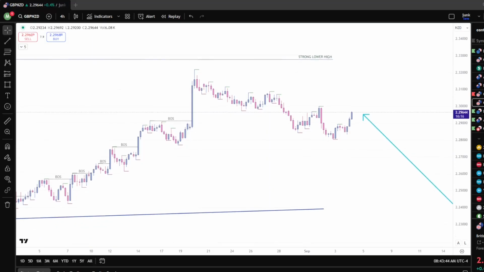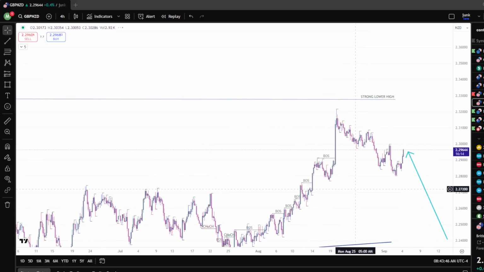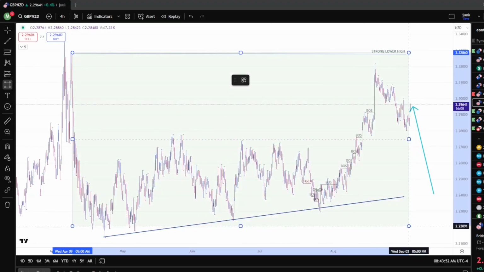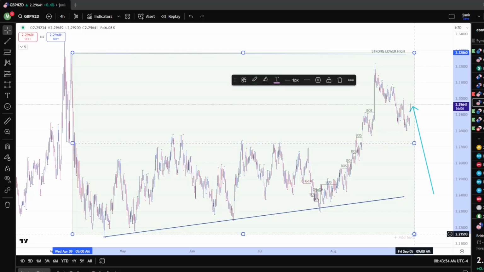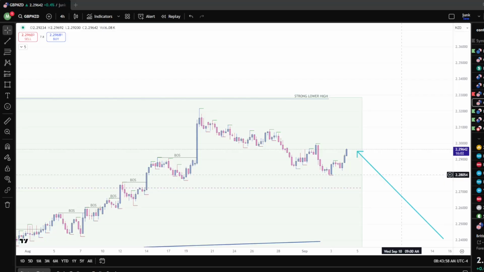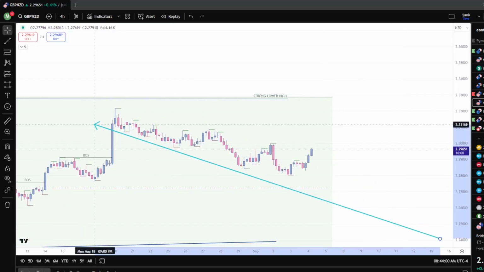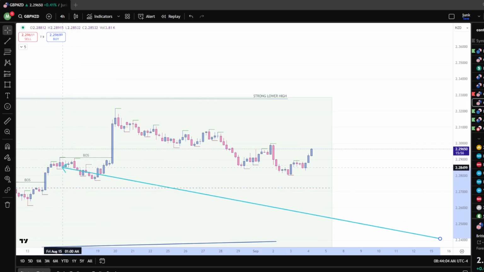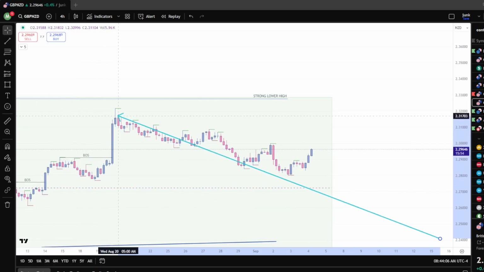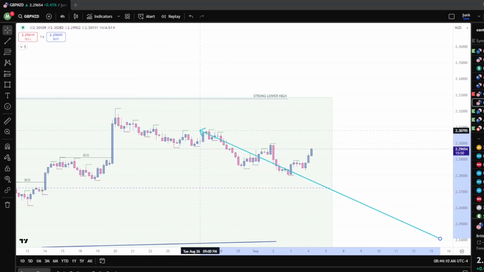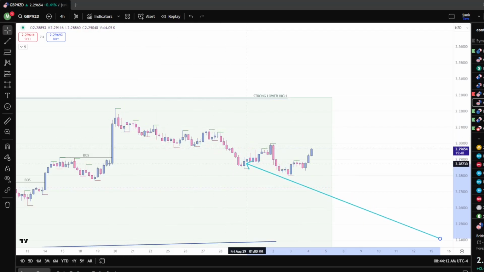GBP NZD, let's go map out the current range. And of course, similar, buyers had brought prices all the way back up, bullish internally, higher highs, higher lows, higher highs, and then corrected the pattern back down, waiting to see if this was going to be a bull flag. But sellers just kept continuing to push prices down.